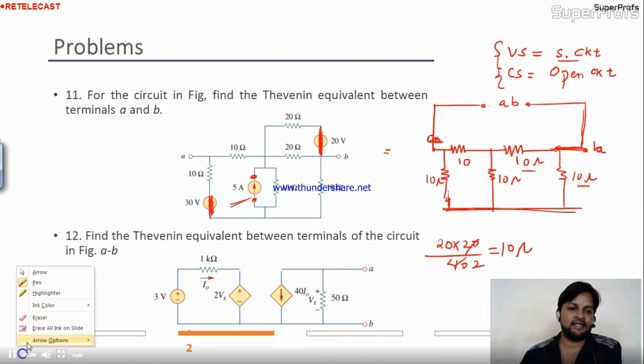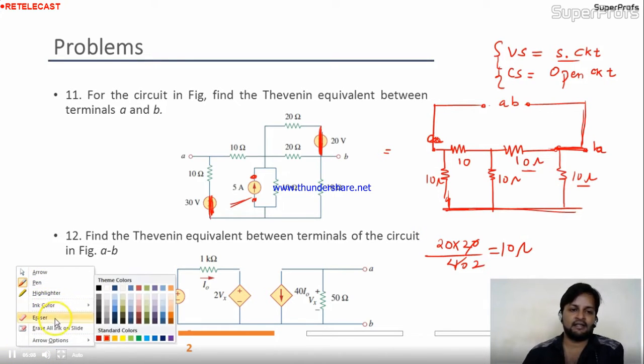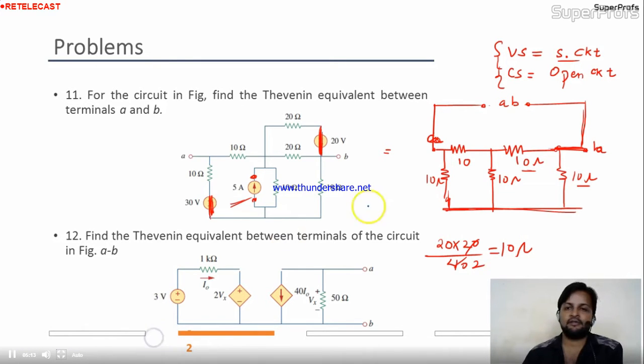Delta and star. Here they have given a delta connection. Okay. So can I reduce this delta into star? Yes, I can. This is the star over here.